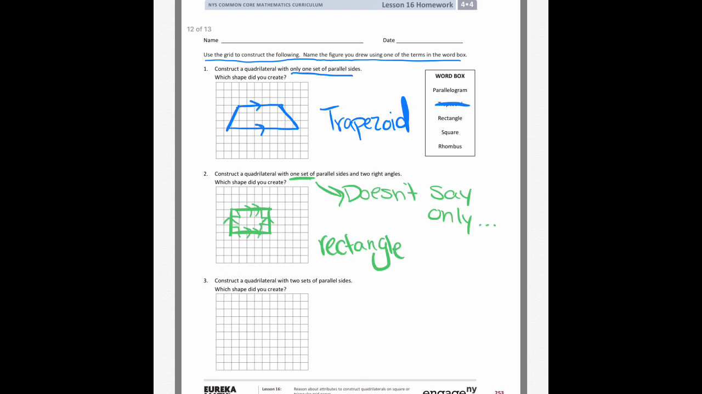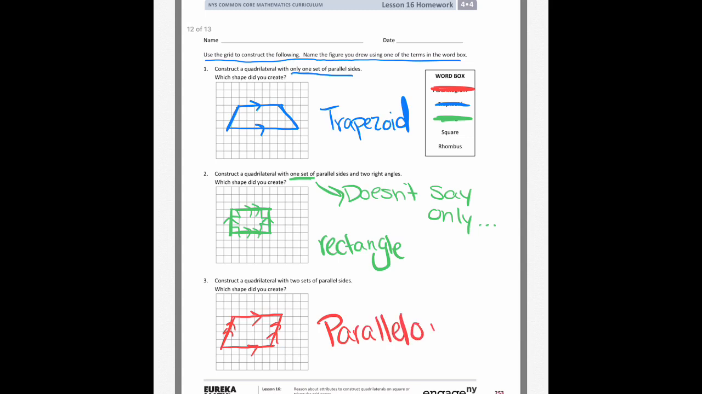All right, number 3 says construct a quadrilateral with 2 sets of parallel sides. Well, technically, that still could be a parallelogram, a square, or a rhombus, but it doesn't say anything about the sides being equal or having right angles. So I'm going to say that's a parallelogram. And the only requirements are that the opposite sides are parallel. I'm going to mark these with my little parallel signs, and I'm going to write parallelogram.